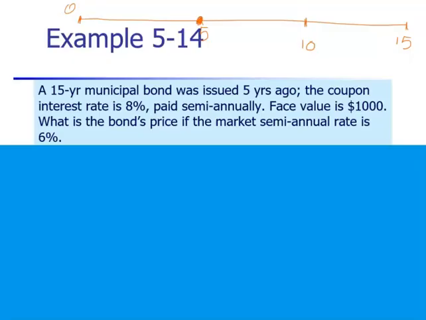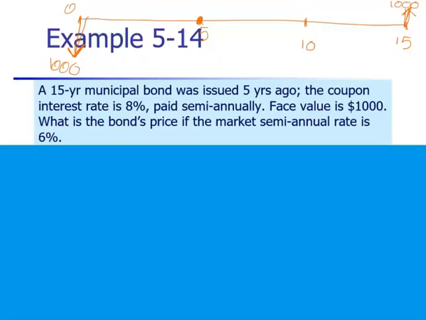And 5 years ago, we bought a bond with the face value of $1,000. What does it mean when it is a face value? It means that after 15 years, without any question, they are gonna give us $1,000.